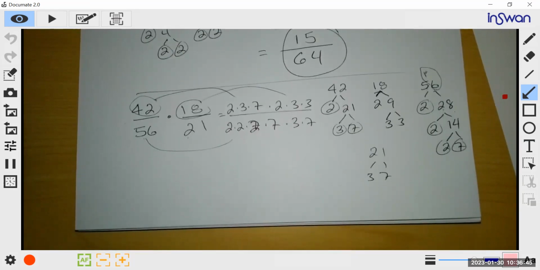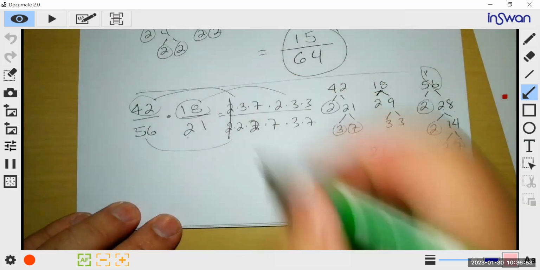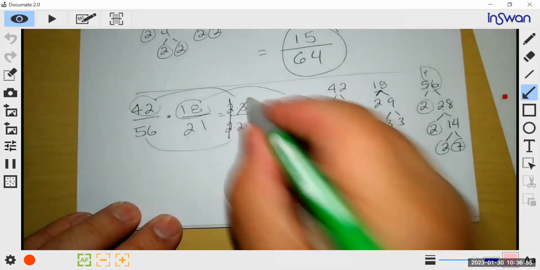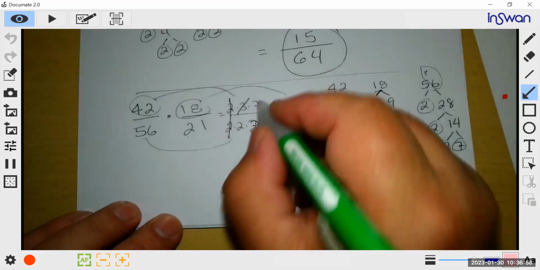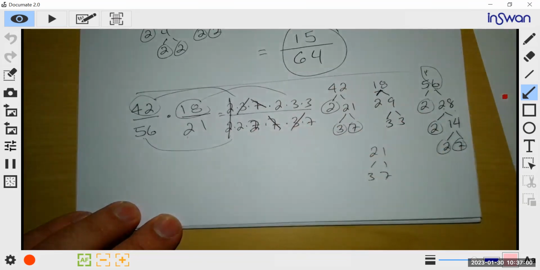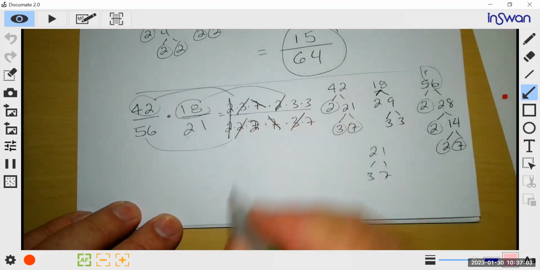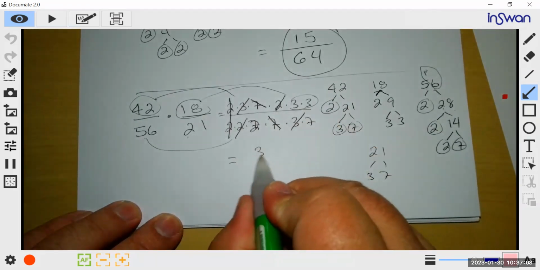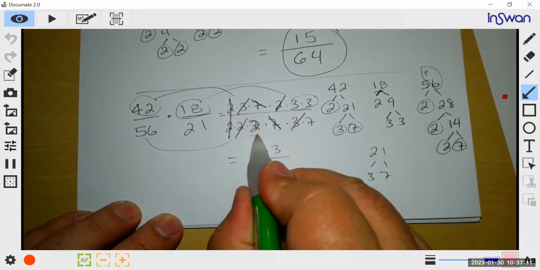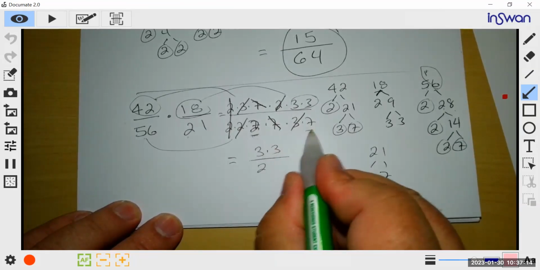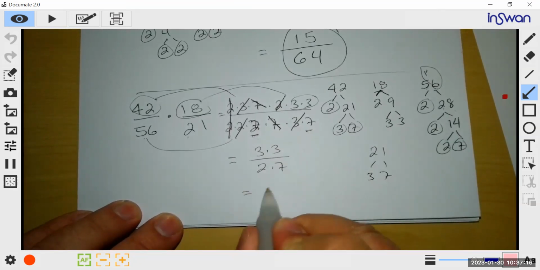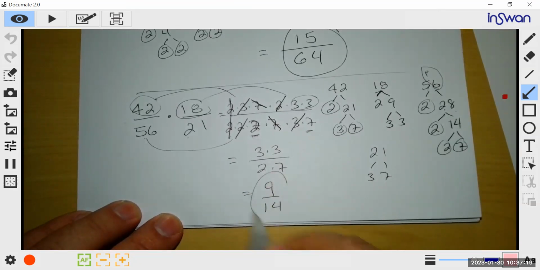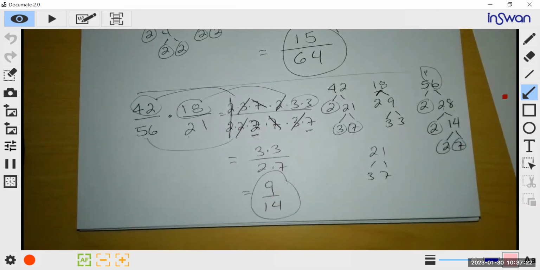So once you prime factorize it, what do you do next? Cancel. Anything that is the same on top and bottom, cancel. So this 2 can cancel. This 3 and this 3 can cancel. This 7, this 7, this 2 and that 2. So on top, I have 3 times 3 and 2 times 7, which is 9 over 14. That's as far as I can go.